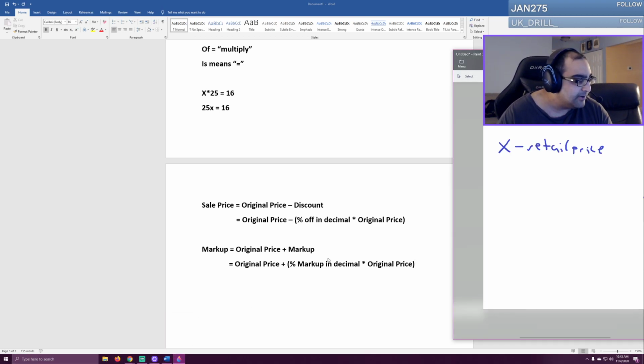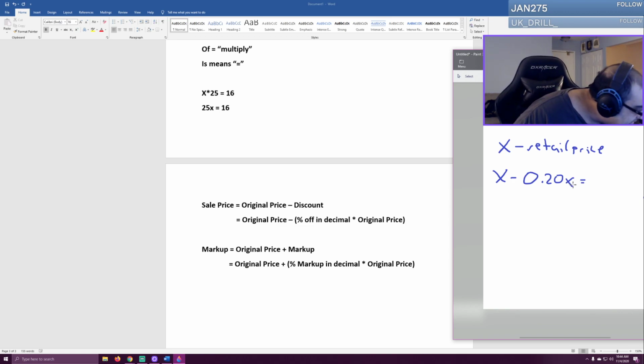Okay, but we have X here being our retail price. That's going to be our original price. So we have X minus, and in this case we have 20% off. So 20% is going to be 0.20 times X. Again, that's the original or retail price in this instance. And that's going to equal, how much do we have here? $75.20.